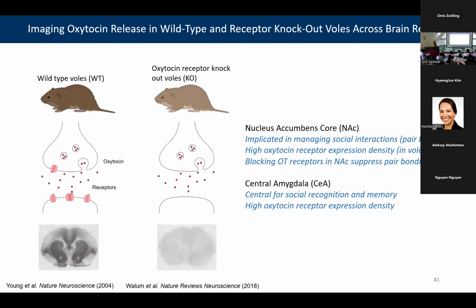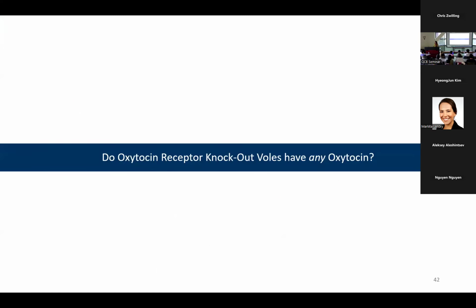Is there oxytocin at all? And where regionally do these differences start to arise? So we looked at 2 different brain regions, the nucleus accumbens core and the central amygdala, both of which have a very high expression density of oxytocin receptors, at least in wild type, and are centrally implicated in peer affiliations or the formation of peer bonding interactions.